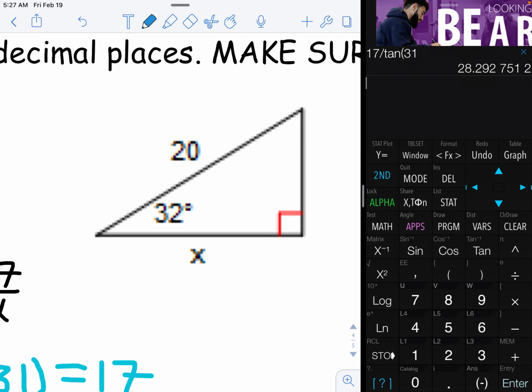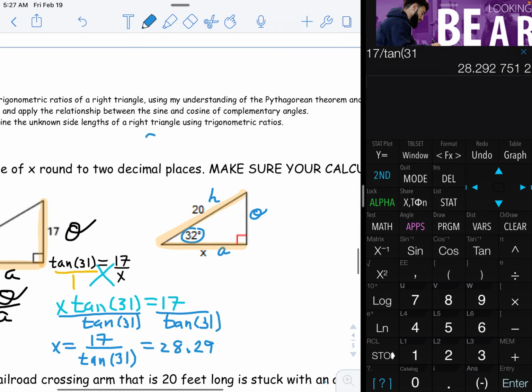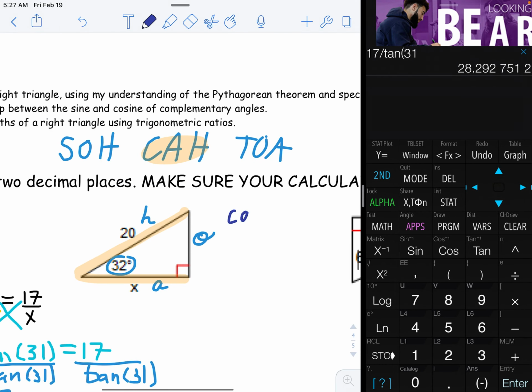So similar, we got this one now. We got 32. 20 is always the hypotenuse, the opposite side's over there, that's the adjacent side. Well, in this case, we have adjacent and hypotenuse. Which trig function uses this? Well, I can even write this right here. We have SOHCAHTOA. Which one uses adjacent and hypotenuse? Well, in this case, that's cosine. So cosine of theta equals adjacent over hypotenuse.